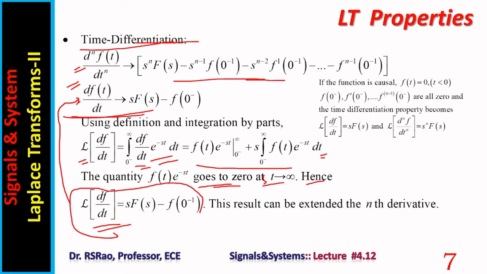So now, after obtaining this relation, one can extend this process to the nth derivative. If the function is causal, f of t is 0 for t less than 0, and f of 0, f prime of 0 minus, up to f n minus 1 of 0 are all zeros, and the time differentiation property becomes Laplace transform of df by dt becomes sF(s), and Laplace transform of the nth differential of f becomes s power n F(s).